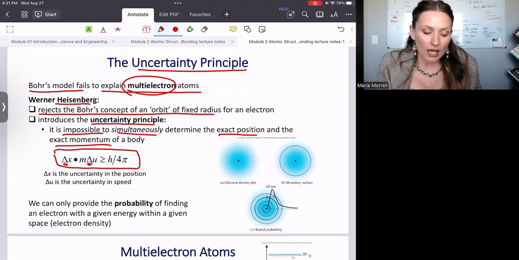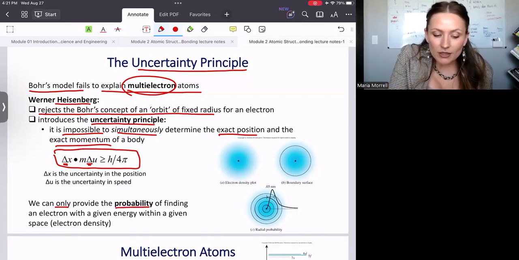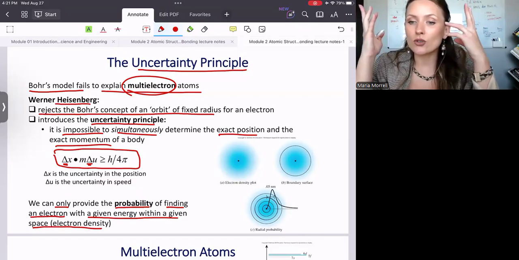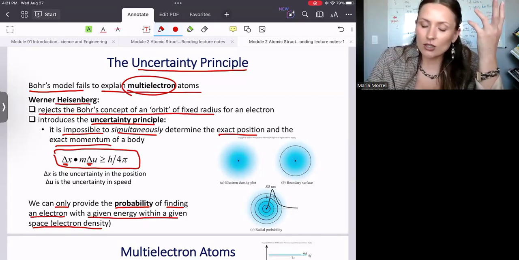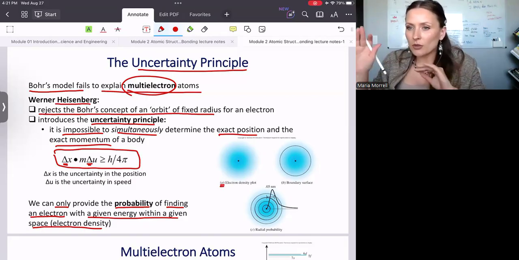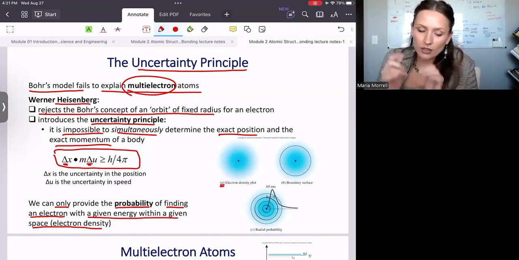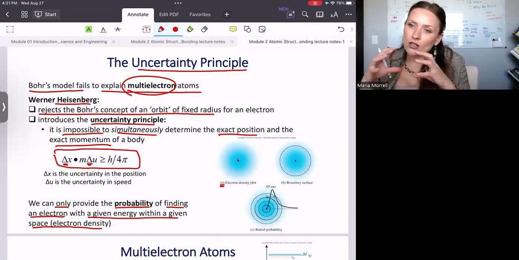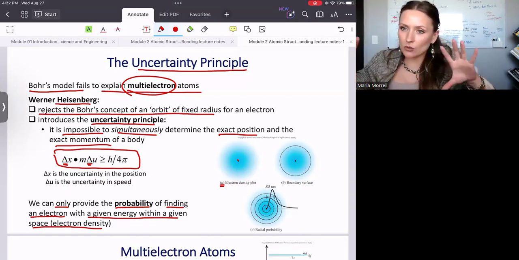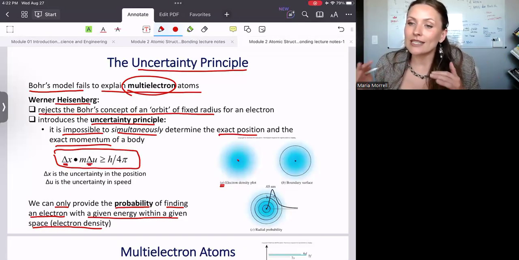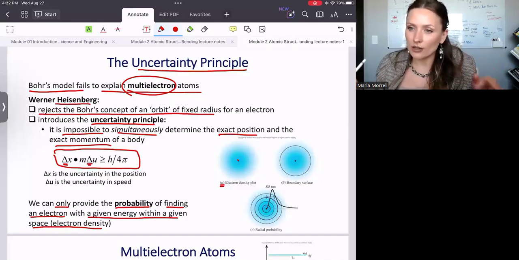What we can do is only provide the probability of finding an electron with given energy within a given space. And this is why we always talk about the electron density or the electron cloud. I'll show you what the electron density usually looks like. Let's look at figure A. You see this sphere, and you probably will notice that there is a gradient in color. It's darker, and this dot right here is your nucleus, okay? It's darker toward the center and it dissipates toward the edges of the atom. Why? Because the probability of finding the electron near the nucleus is higher than at the edges.